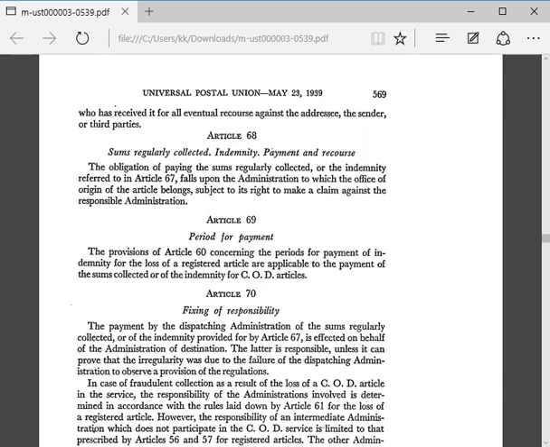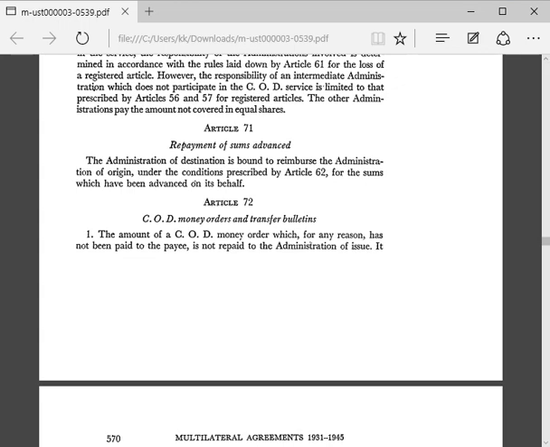Article 70. Fixing of responsibility. The payment by the dispatching administration of the sums regularly collected or of the indemnity provided by Article 67 is effected on behalf of the administration of destination. The latter is responsible unless it can prove that the irregularity was due to the failure of the dispatching administration to observe a provision of the regulations. In case of fraudulent collection as a result of loss of the COD article in that service, the responsibility of the administrations involved is determined in accordance with the rules laid down by Article 61 for a loss of a registered article. However, the responsibility of an intermediate administration which does not participate in the COD service is limited to that prescribed by Articles 56 and 57 for registered articles. The other administrations pay the amount not covered in equal shares.